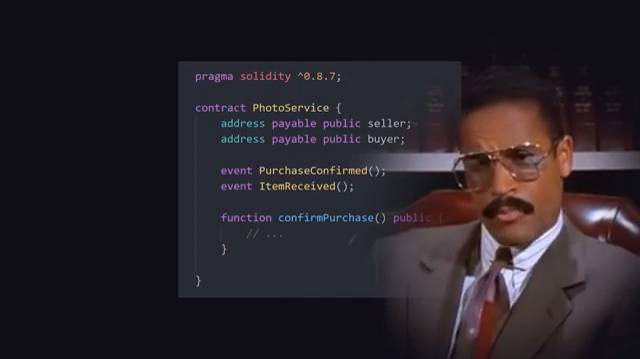It's outrageous, egregious, preposterous. When the services are rendered to Bob, the contract will execute and transfer funds to Alice.